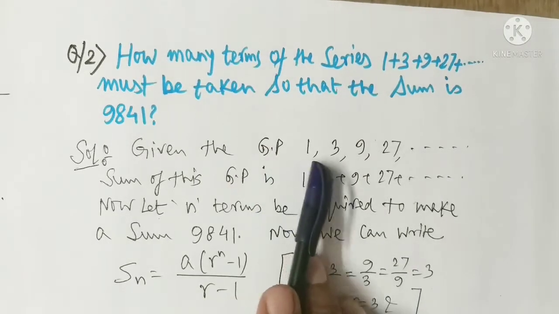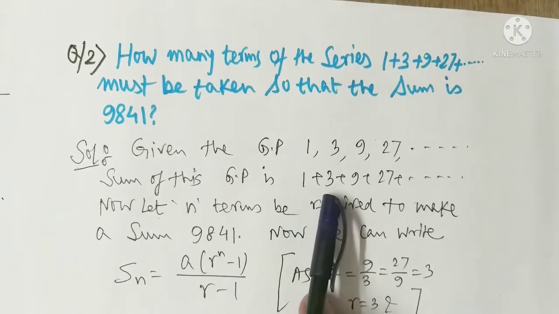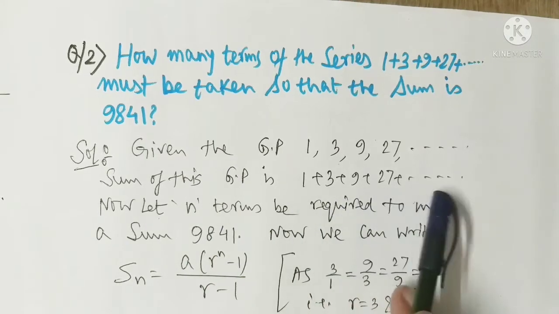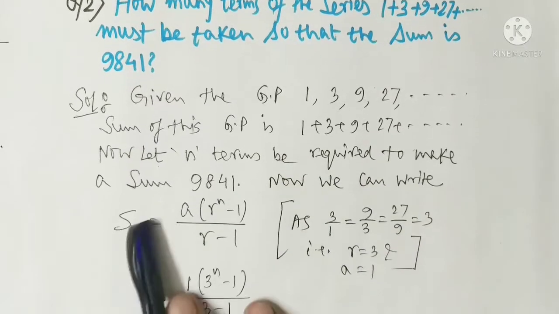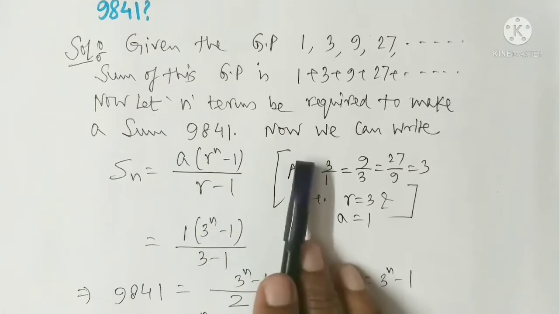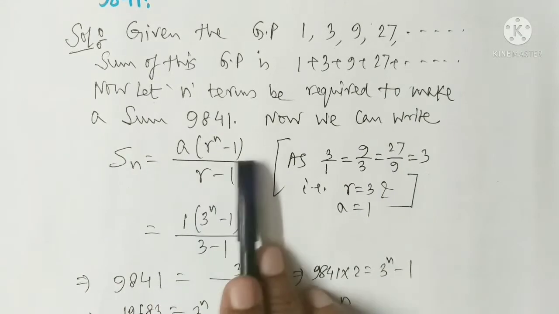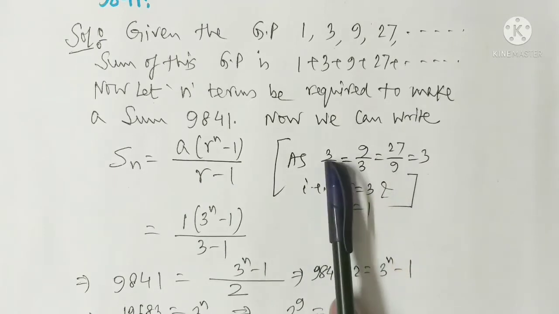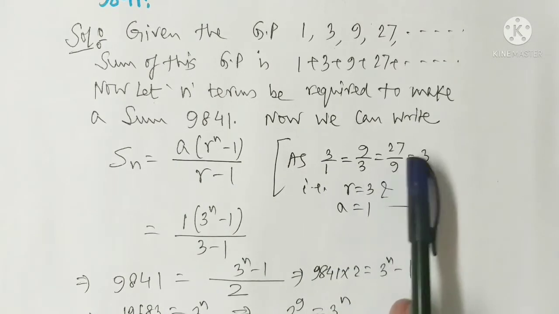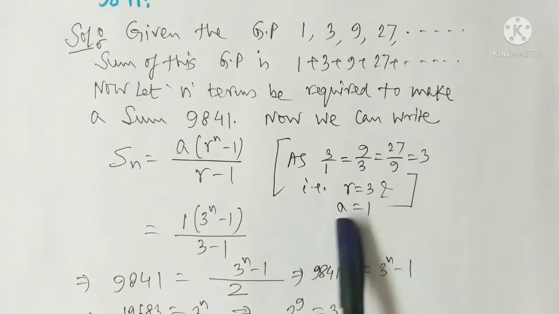Given the GP 1, 3, 9, 27 and so on, the sum of this GP is 1 plus 3 plus 9 plus 27 plus so on. Now let n terms be required to make a sum of 9841. Now we can write Sn equals A r to the power n minus 1 by r minus 1. In this case, as 3 by 1 equals 9 by 3 equals 27 by 9 equals 3, that is r equals 3 and A equals 1.